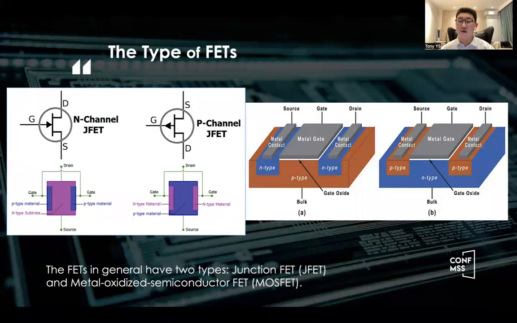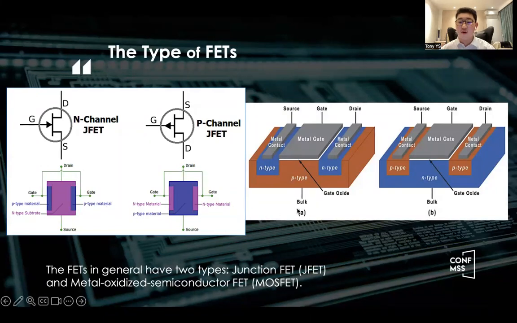Junction FET is quite different from the bipolar FET, because bipolar FET is current controlled, but JFET is mainly voltage controlled and it has higher efficiency. It also has two types, N-channel and P-channel. The main difference is that the N-channel JFET has P-type material, but the P-channel JFET has N-type material, which is the opposite way.